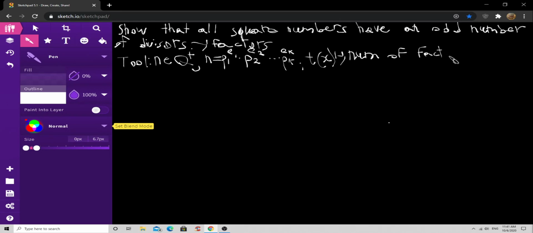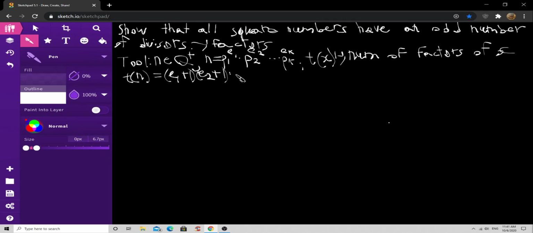Then let's define t of x as a function which outputs the number of factors of x, and we have that t of n is nothing but (e1 plus 1) times (e2 plus 1), all the way to (ek plus 1). And this just gives you the number of factors of any number n.